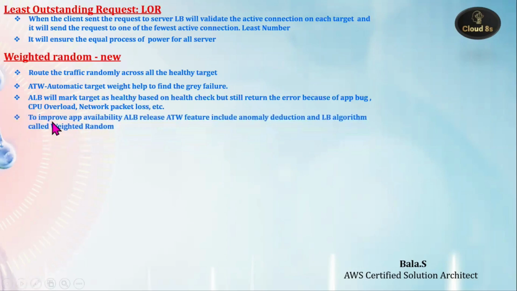As I mentioned, to improve application availability, ALB has released the ATW feature, including anomaly detection and the weighted random algorithm. Anomaly detection means that it checks the HTTP status codes for each EC2 instance, compares them with the other EC2 instances, and marks each one as healthy or not. Based on this health status, the traffic will be sent to the appropriate target.